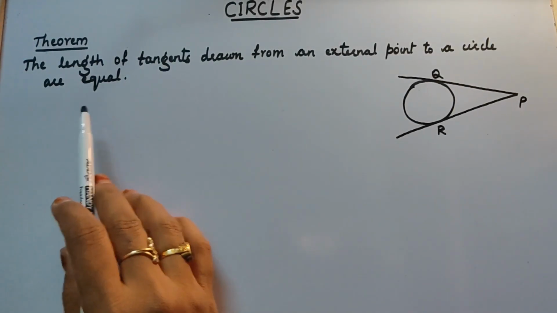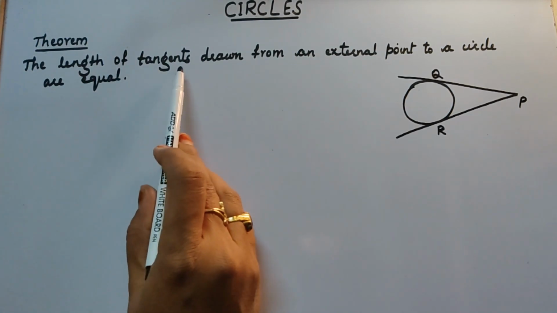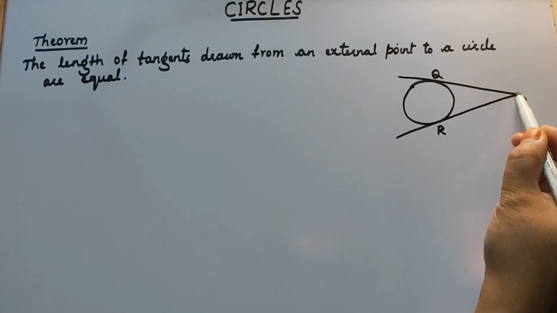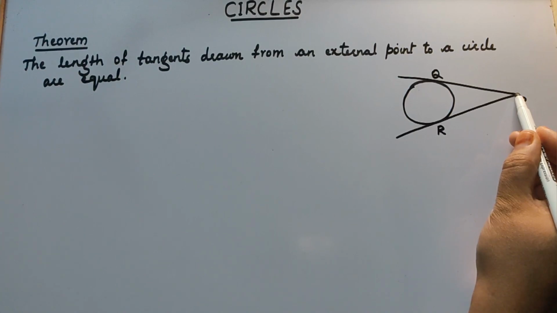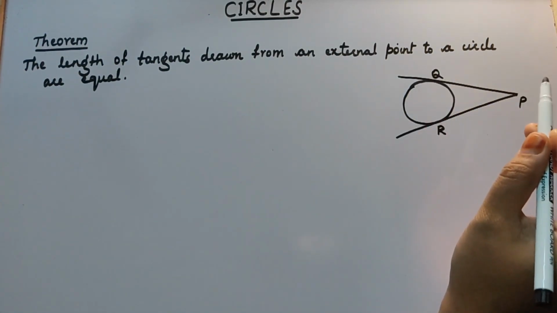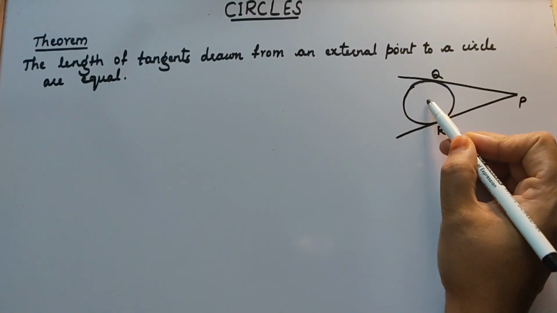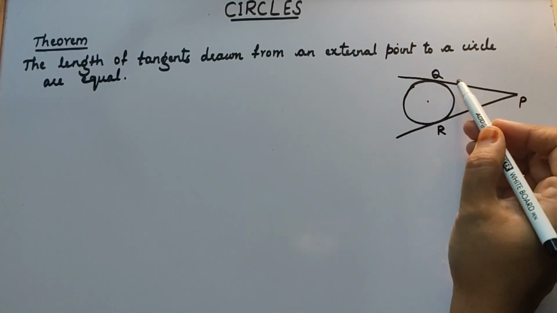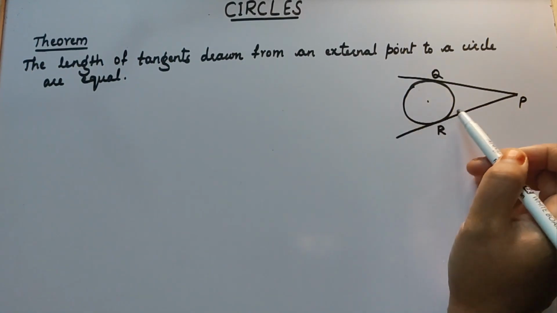Now let us learn the theorem. Circle theorem: the length of a tangent drawn from an external point. This is external point P. From here we can draw only two tangents from the external point. We need to prove that these two tangents are equal. What is given is O is the center of the circle and P is an external point, and these two are the tangents intersecting the circle.